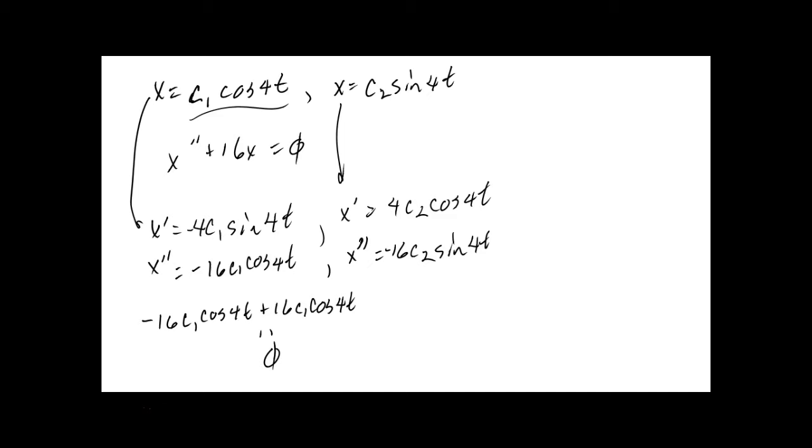Okay, let's do the same thing for the second one here. X double prime here was minus 16 C2 sine 4t plus 16 times its x, C2 sine 4t. And guess what? That's also equal to 0. So both of those are solutions for that differential equation. Okay? Two parameter system. In a second order differential equation, you get two independent parameters.